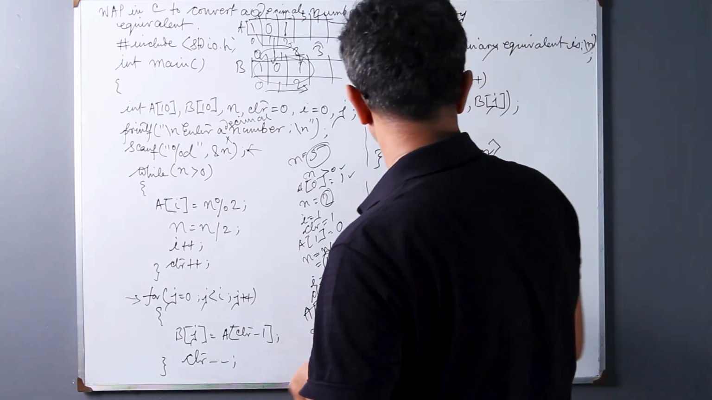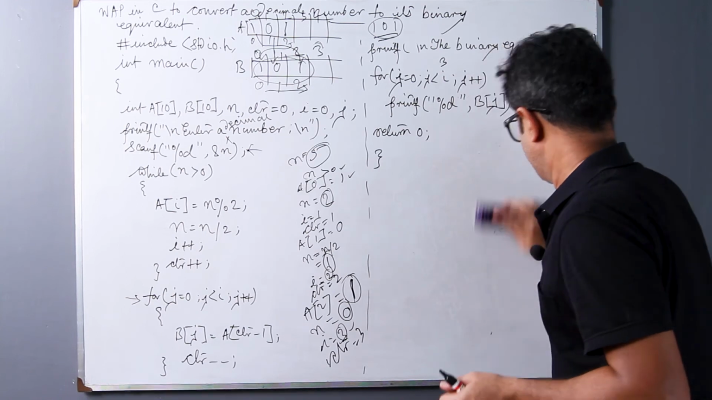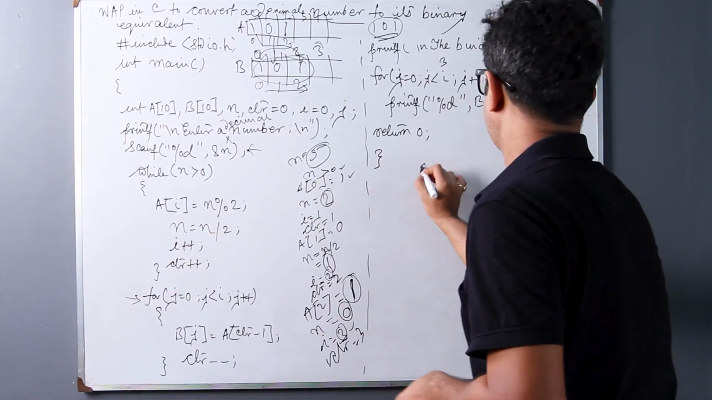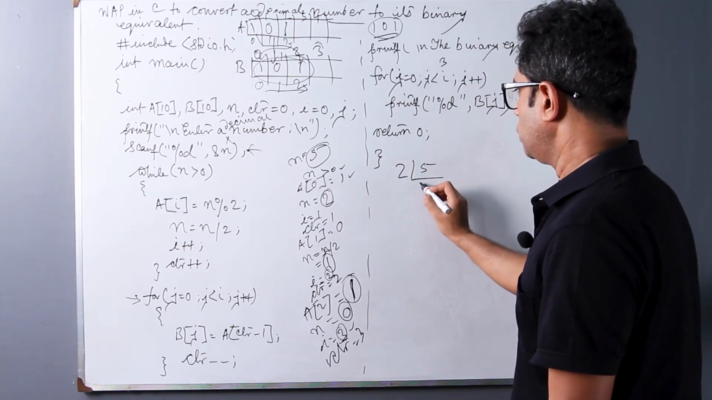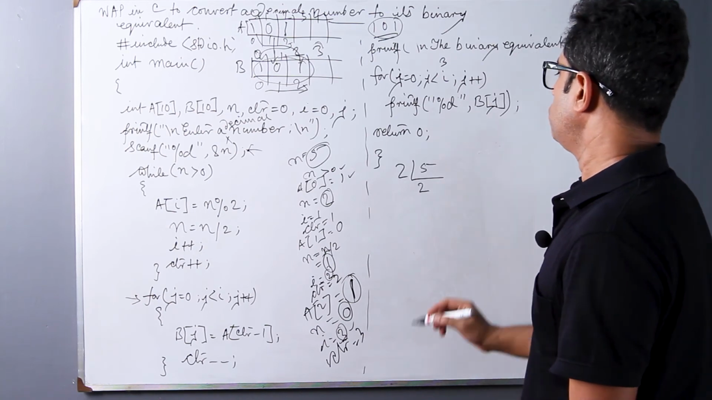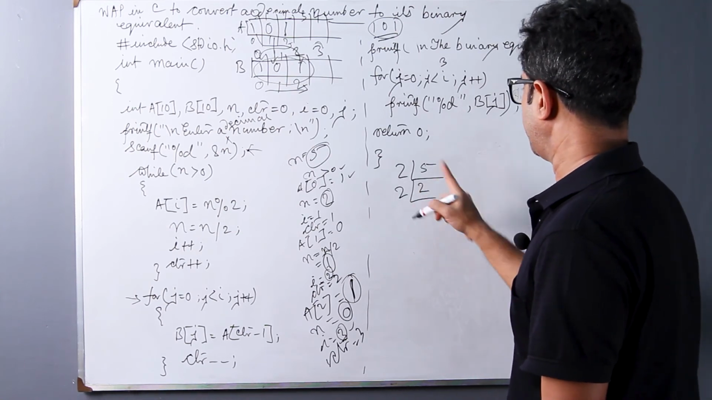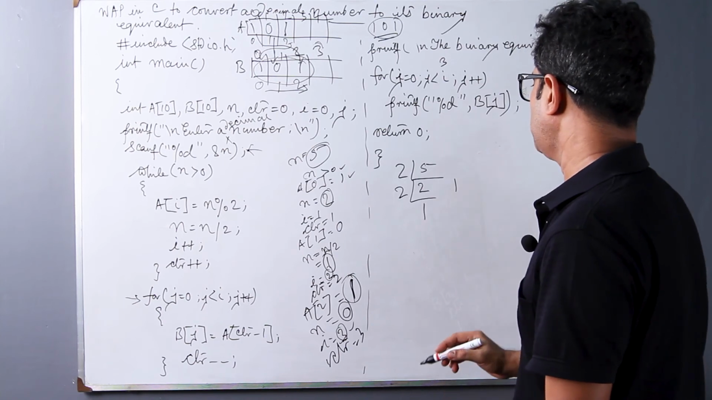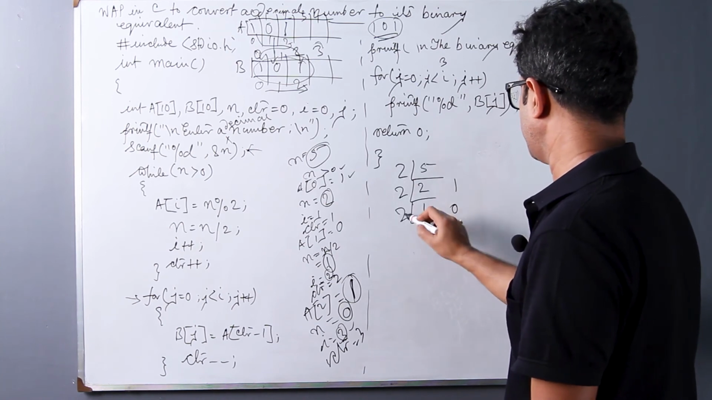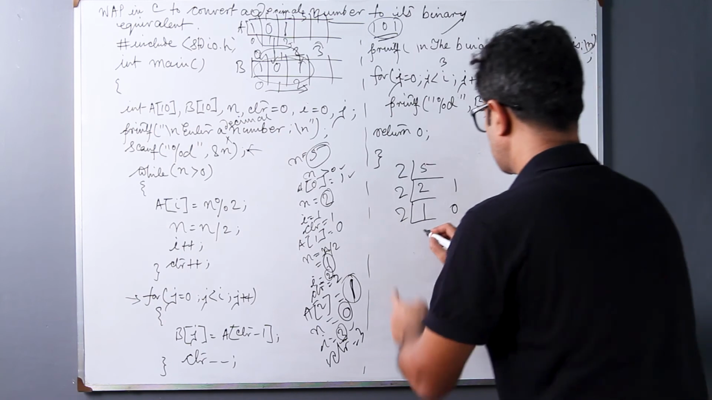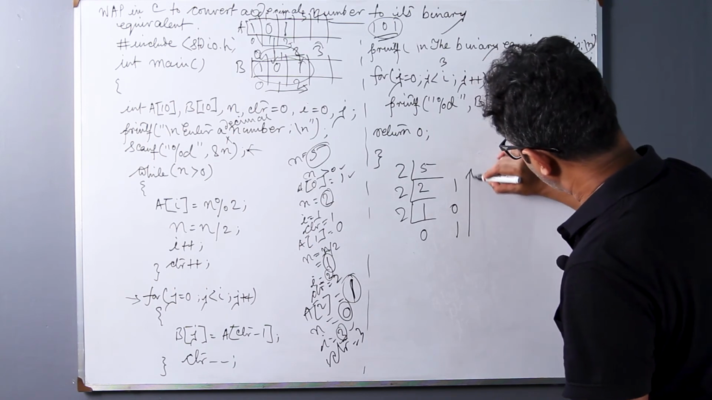Let me rub a little bit of portion over here. If we divide this 5 by 2, then we get 2 and the remainder is 1. So this 2 will be again divided by 2, then it will give a quotient of 1 and the remainder will be 0. This 1 will be again divided by 2 to get a quotient which is 0 and the remainder will be 1. And we will go on printing from bottom to top.